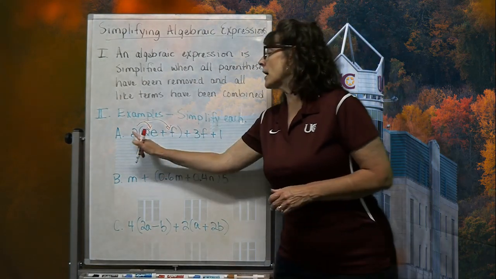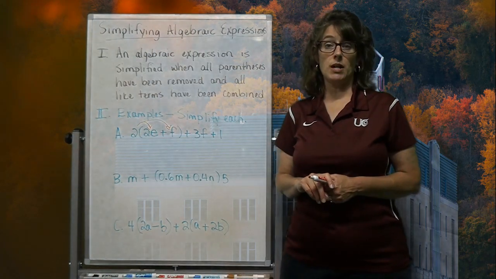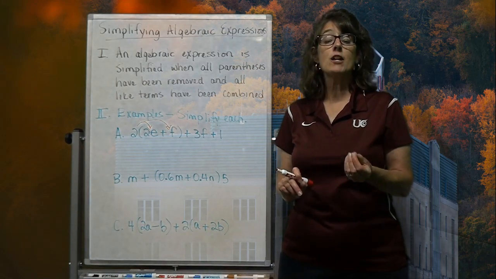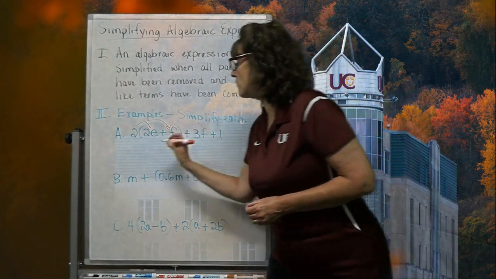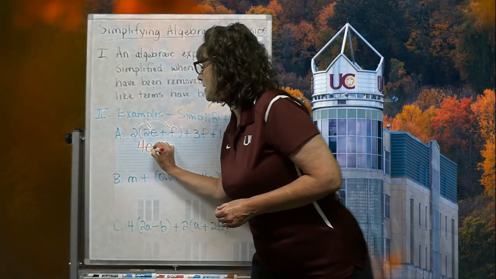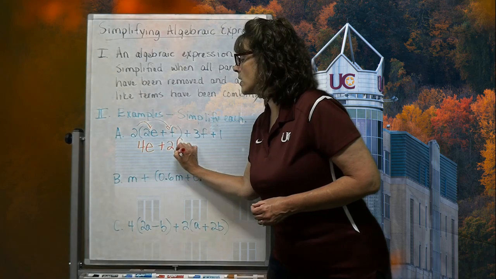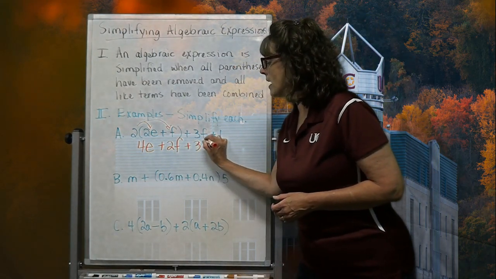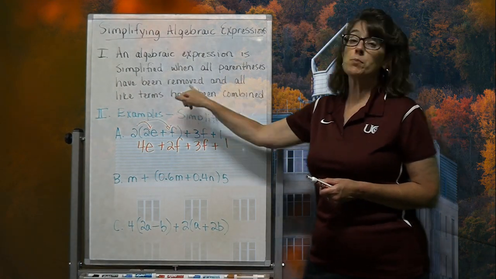So when I multiply 2 times 2e, what that means is 2 sets of 2e's. So I have 2e's here, 2e's here. 2 sets, how many is that? 4 sets of e's. Because 2 times 2 will give me 4. So I have 4e's, and then 2 times f, or in other words, 2 sets of f's will be 2f. Now I'm going to add to that pile 3f's and a 1. I have gotten rid of all those parentheses.